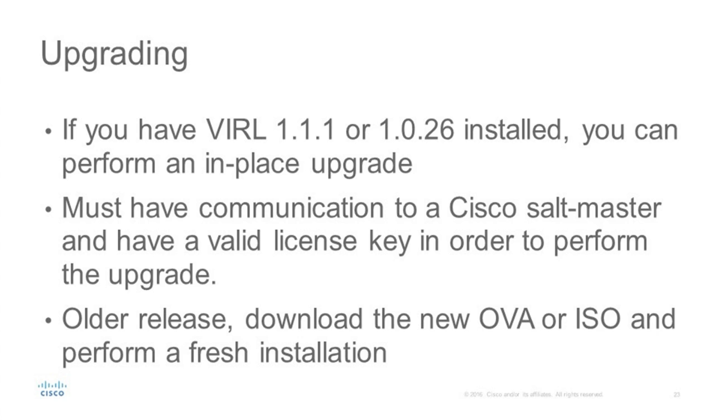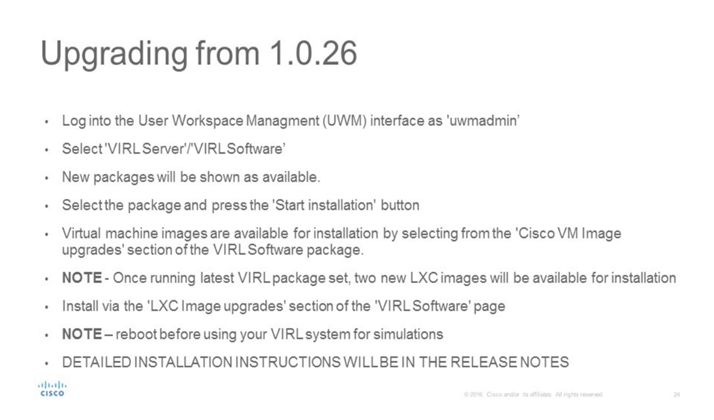No changes in that regard. When you're doing the upgrade from 1.0.2.6, it's like we've seen in the past. So from the VIRL server panel in UWM, there's the VIRL software option. Click that, it will then talk to the Saltmasters, and you'll see the new versions, new packages are available. Select the package, start the installation, make a cup of tea or coffee, come back, and the new software will be installed.